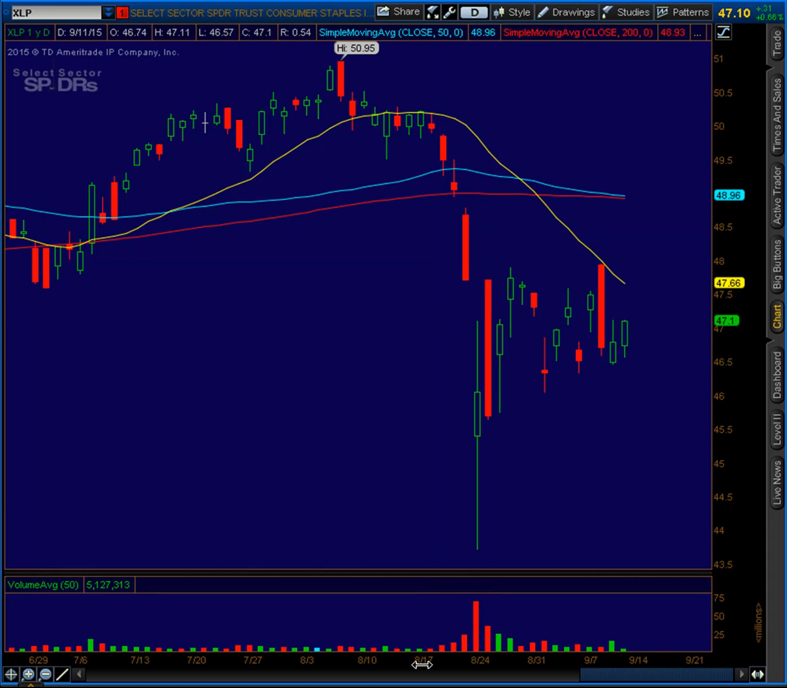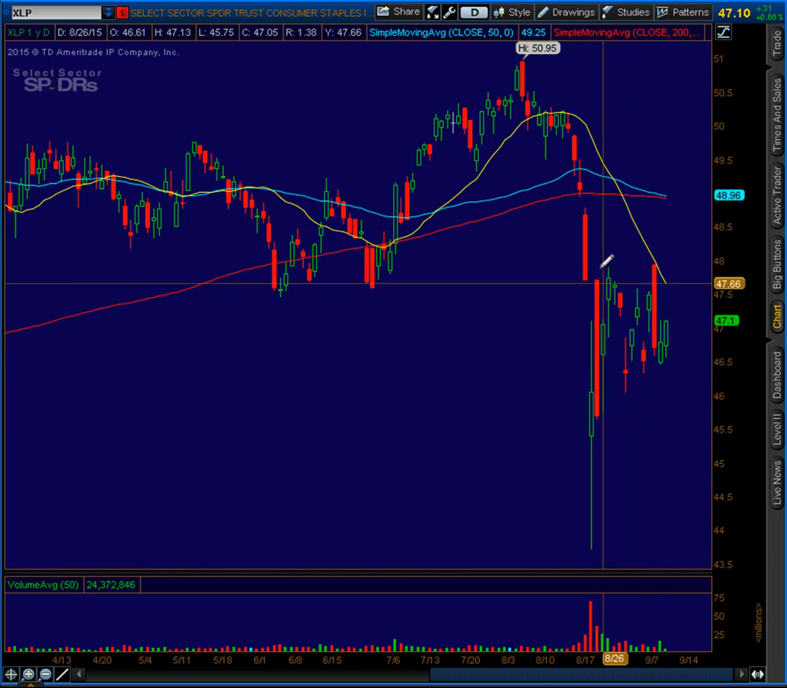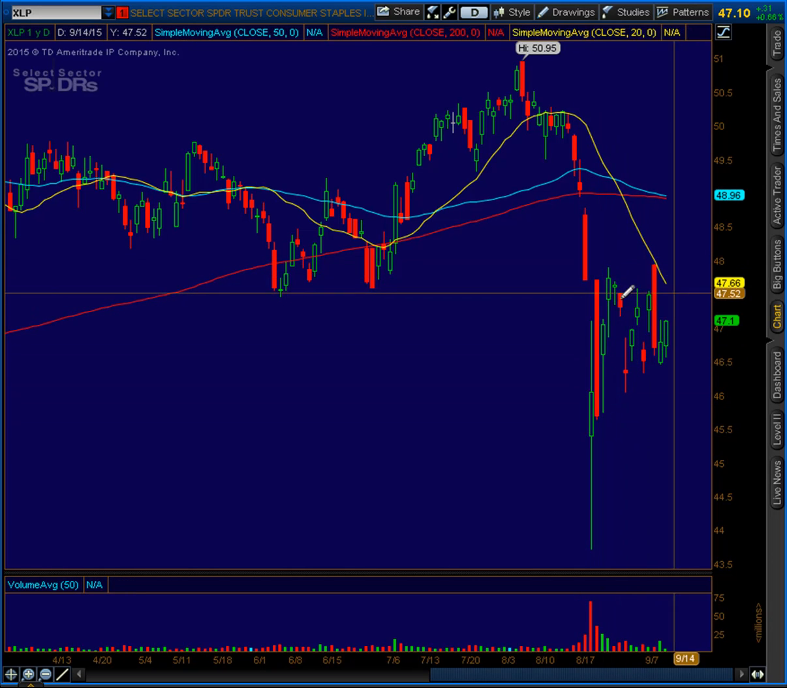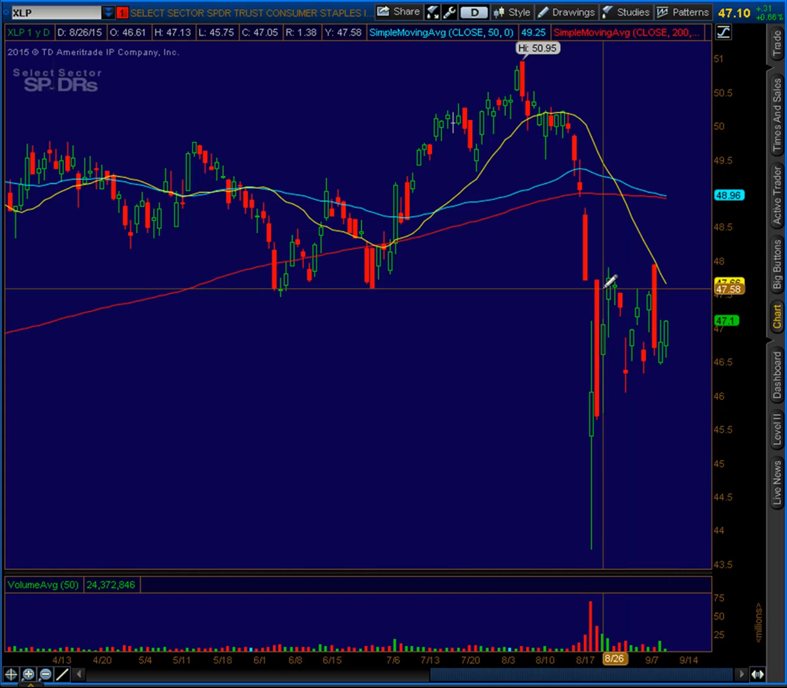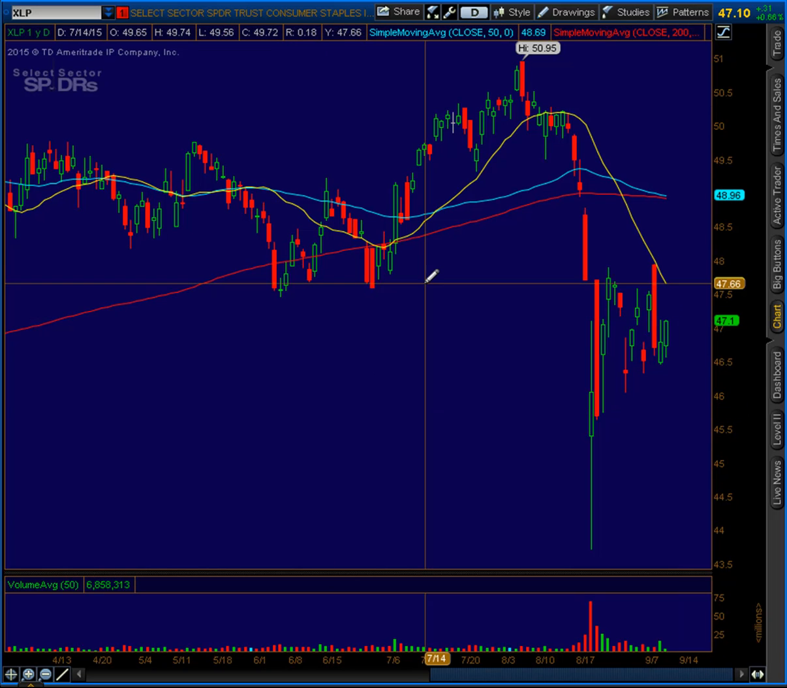XLP, your consumer staples. Again, same scenario. I'd rather wait above this break. And again, there are trades in here, but when I ran a chat room, I said start with a day trade. If you really want to start with a longer term trade, start with a day trade.